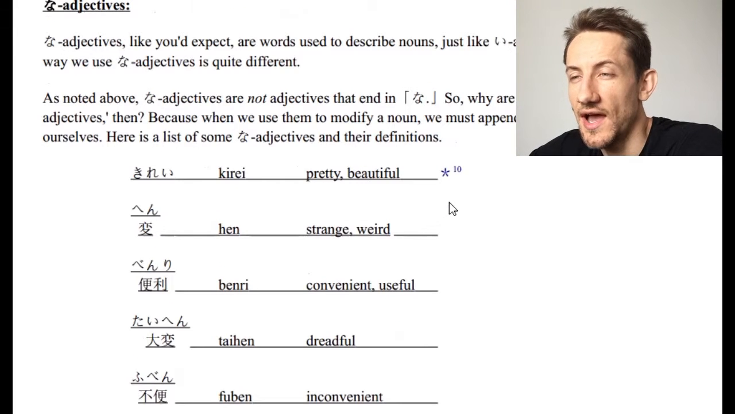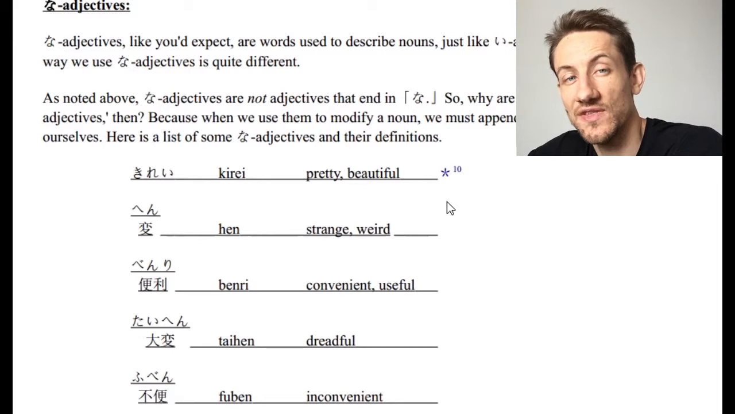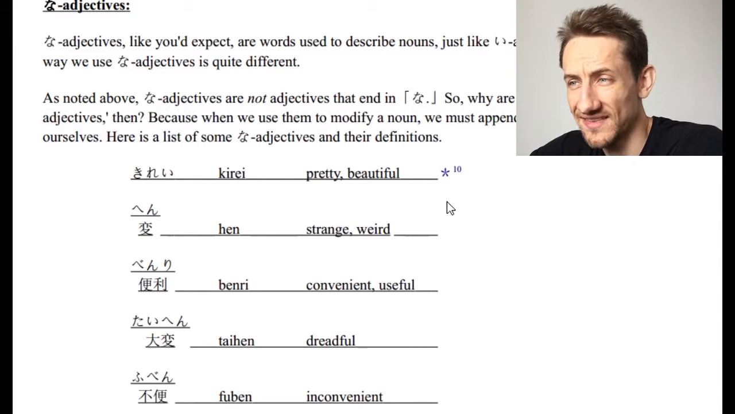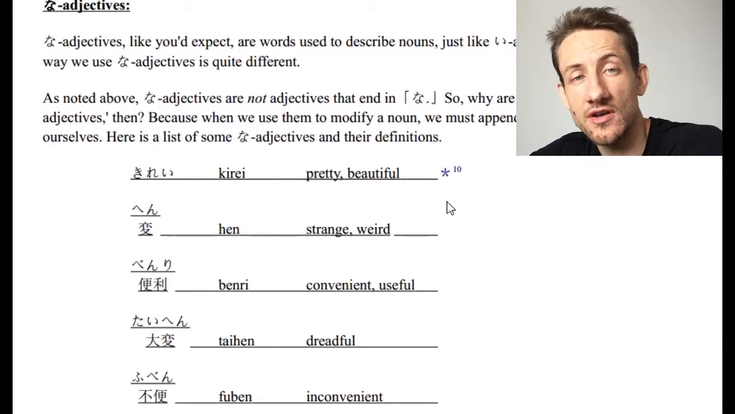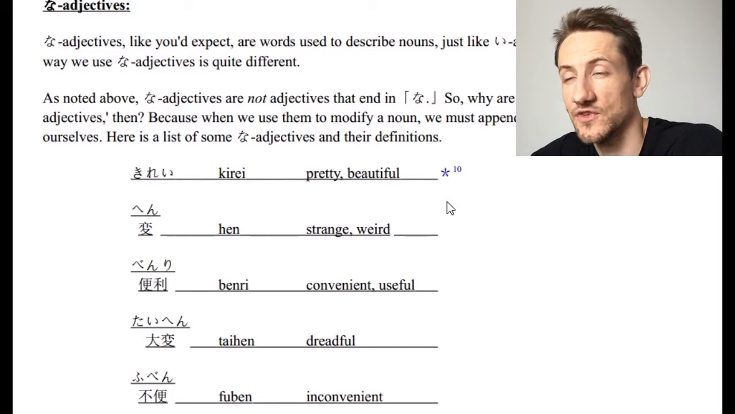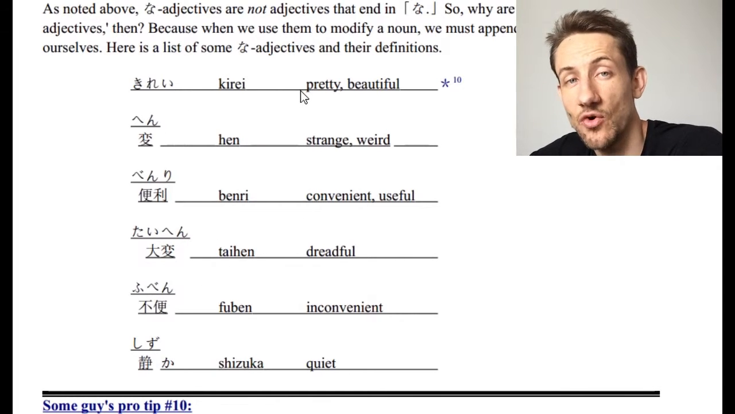As I mentioned earlier, na-adjectives do not end with the na character. But why are they called na-adjectives then? The reason is when we use a na-adjective to describe a noun, we have to add na ourselves. It's not part of the word, but we have to throw it in there to connect the noun and the adjective. We'll look at some examples, but here we have a list of some na-adjectives. The first one we have is kirei, which means pretty or beautiful.